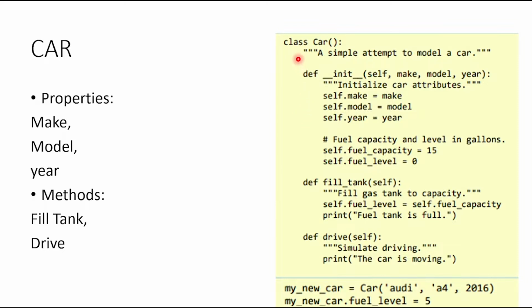We can simply make the class by using the keyword class, and here we have the initializer method with different attributes. I'll be explaining the self and initializer method in a few seconds. For now, just take an overview of how a class looks like in Python. And here we have two methods for filling tank and making the car drive. And here obviously we are making an object of the class Car, this time an Audi with model A4 and 2016. So these values are representing these attributes: make, model, year.